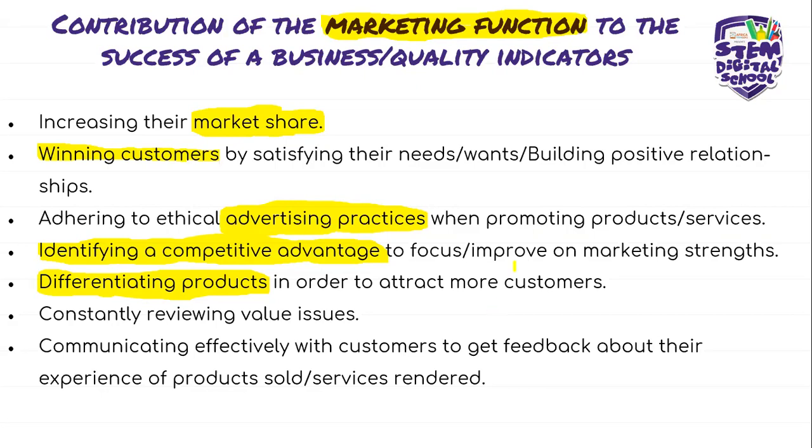Also, guys, we're still looking at your marketing function. You can also look at constantly reviewing value issues. When we talk about value issues, a value is something that we do. Constantly means now and then, you're reviewing what you do right and what you do wrong also. That's very important because it will give you a direction on where you are going as a business.